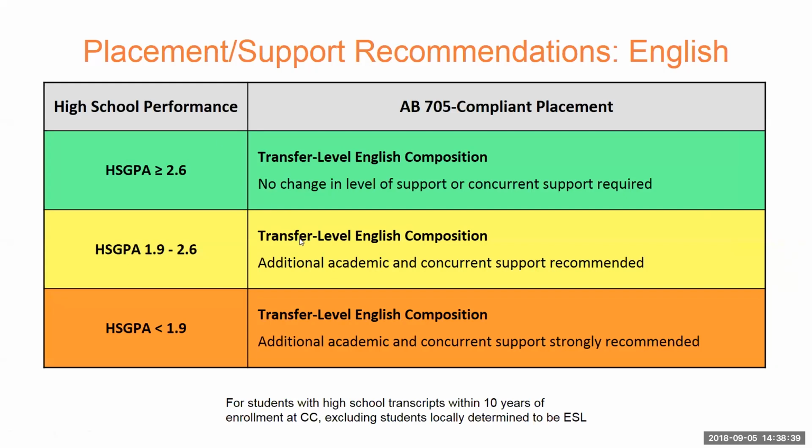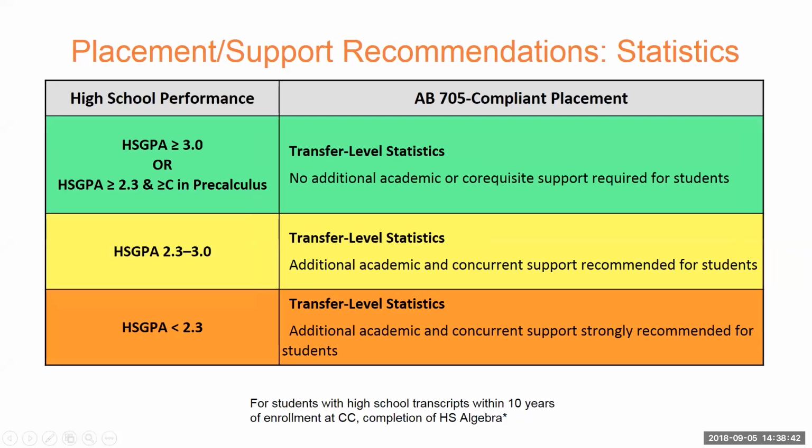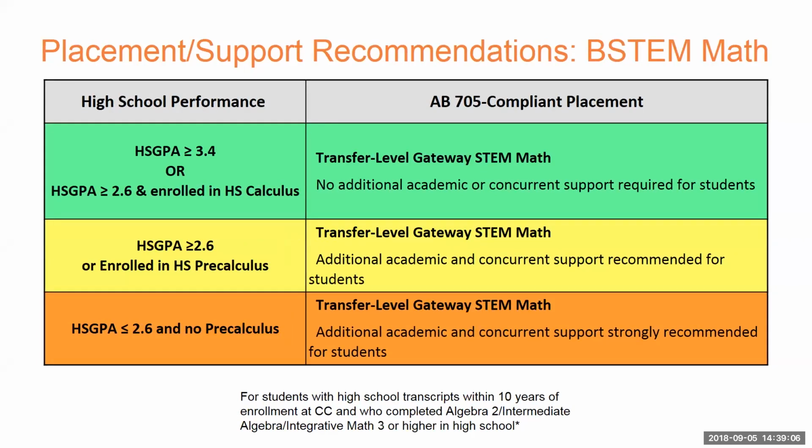Going through the statistics again, same thing: all students are placed in transfer level statistics, but with varying levels of support based on their GPA, the highest level being 3.0 or higher, straight into statistics, or a 2.3 and a C or better in pre-calculus. And then we have our B-STEM math pathway, where you're all in your gateway STEM math transfer level course with varying levels of academic and concurrent support, and your highest level is greater than a 3.4, or a high school GPA of 2.6 and enrolled in high school calculus.